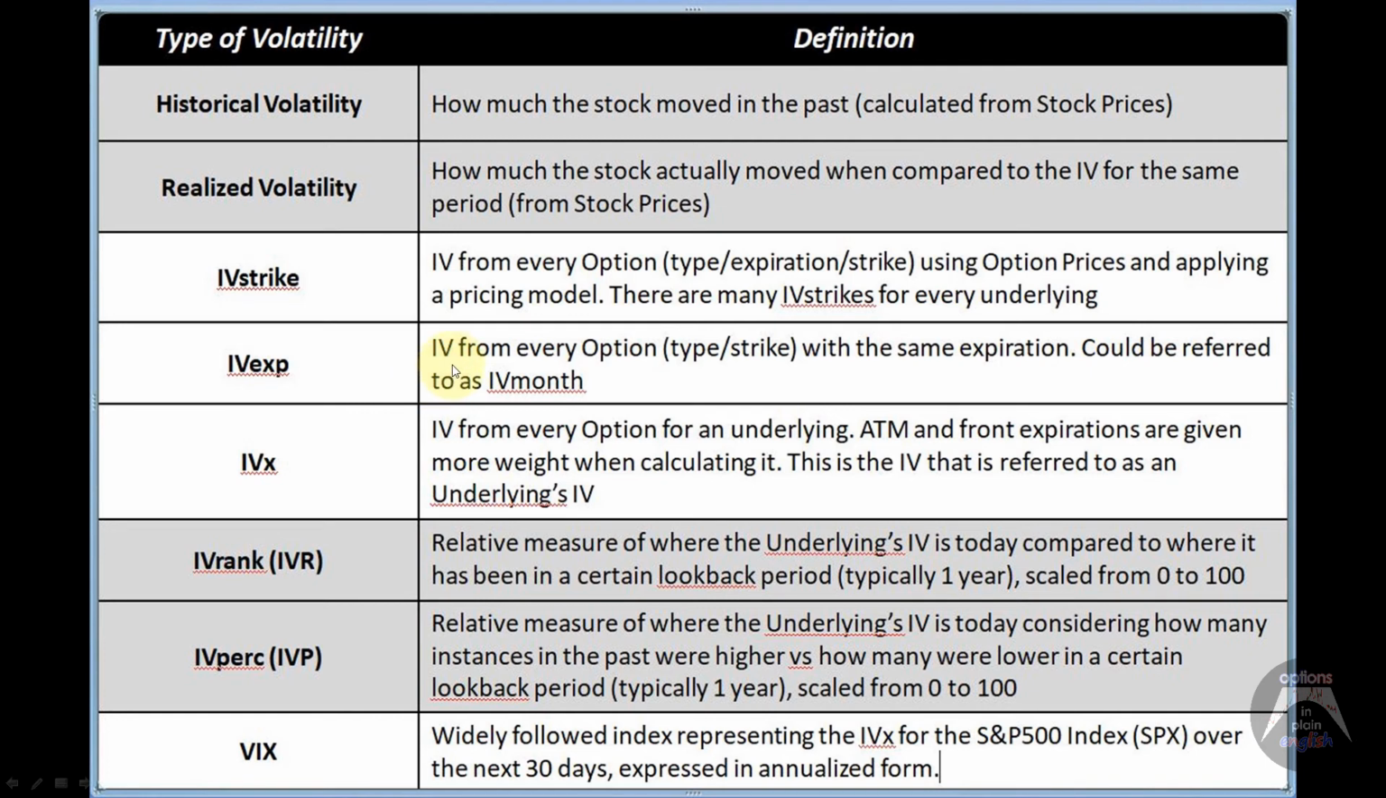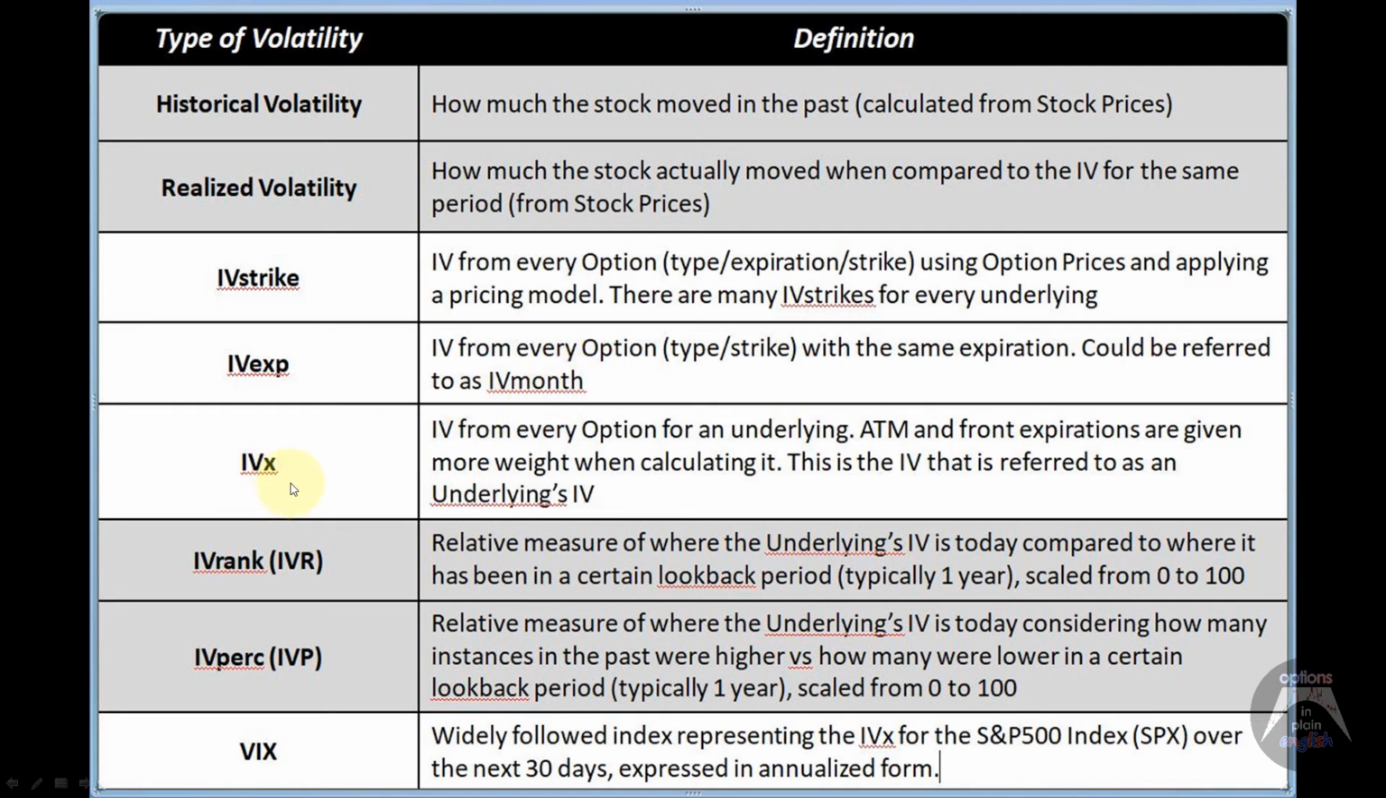IV expiration is the IV from every option, so type and strike, call or put, and every strike with the same expiration. It could be referred to as IV month. So it is one IV value per expiration.